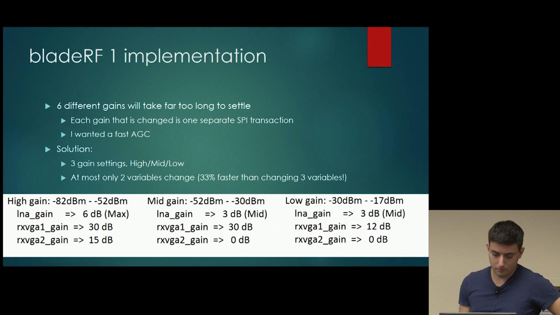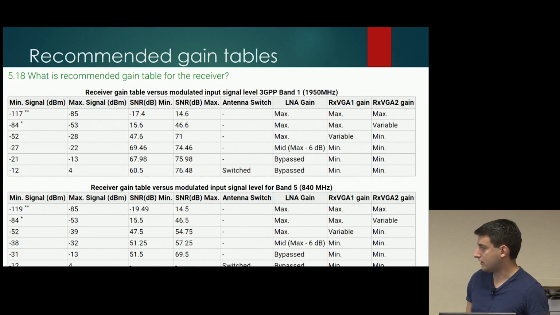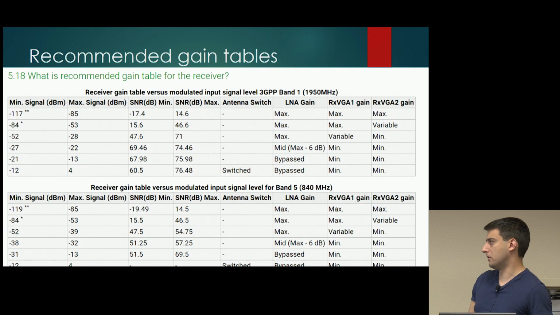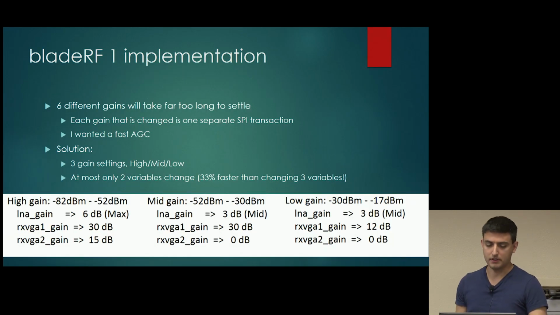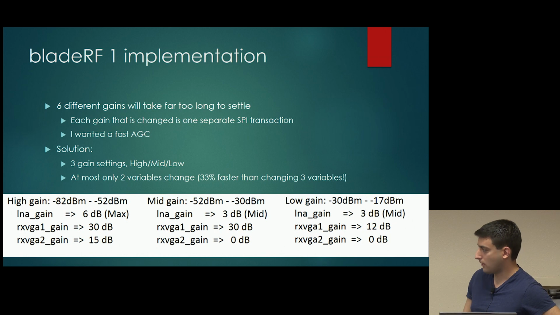So basically, the top 2 got coalesced into 1, the middle 2 got coalesced into 1, and then the bottom 2 also got coalesced into 1 separate gain setting, which we have called high, mid, and low. And the idea is to not actually have to change all 3 register settings for all 3 of the gain stages between the higher level gain settings. So in this case, only 2 variables change when you go between low and mid and high.